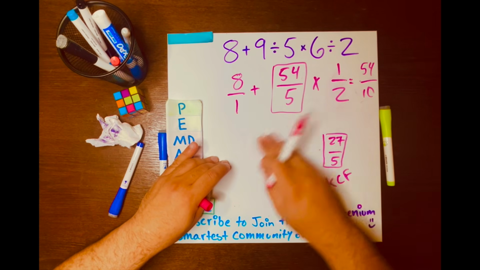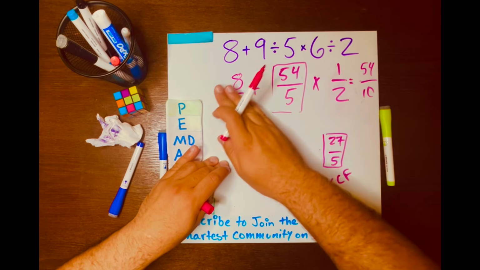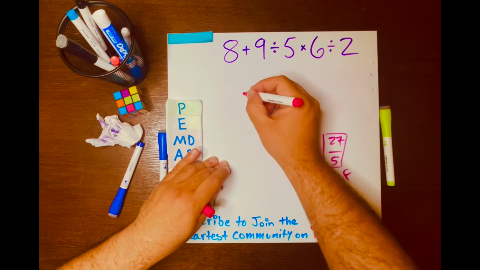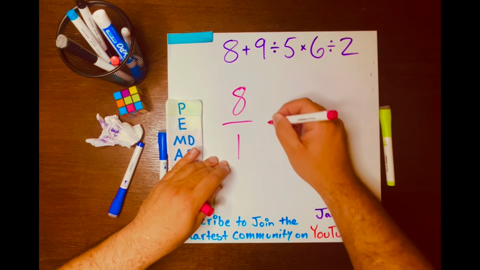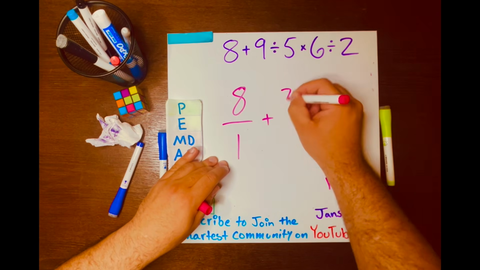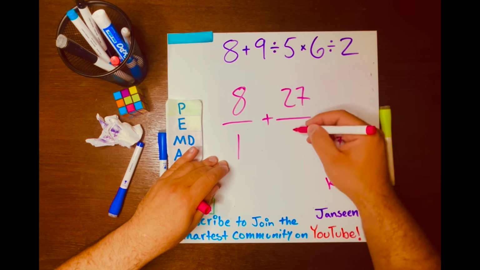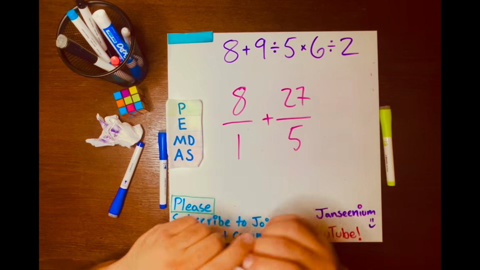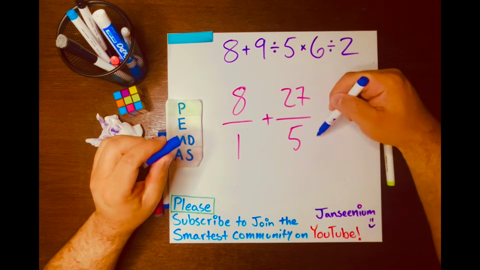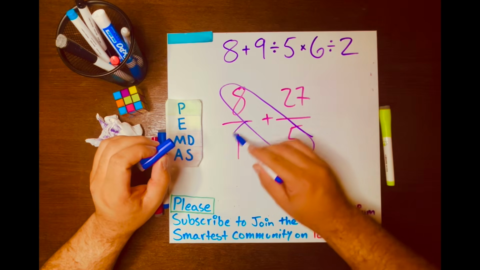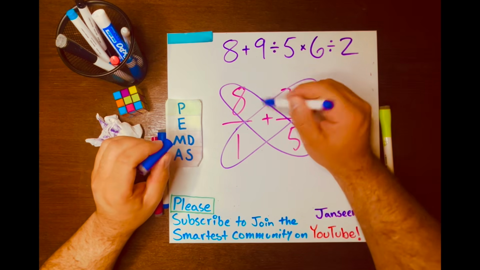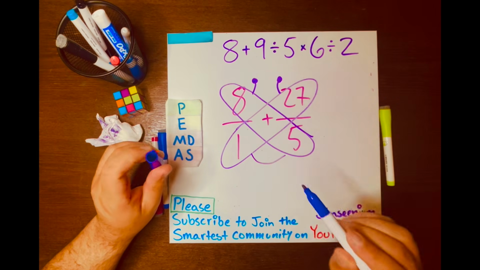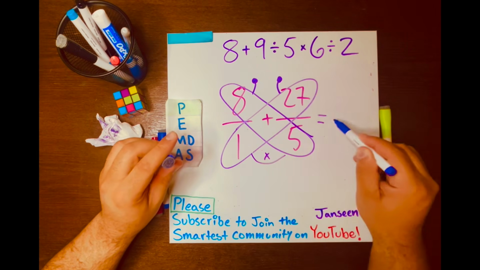Next, I want to write the 8 over 1 larger on the board. So let's just erase all this. So 8 over 1 plus 27 over 5. And notice the denominators are different. So yes, I will use the butterfly method. So you multiply what's inside the wings, and then you write the results above the antennas. And here's the body, and the body gives you the denominator.